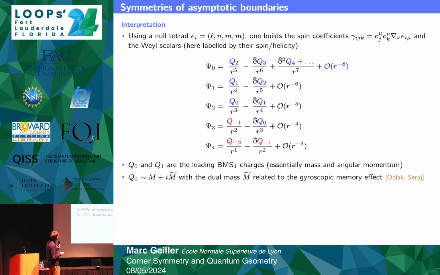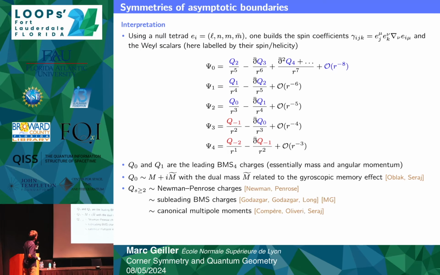Interestingly, this dual mass is related to phenomenology, namely the gyroscopic memory effect that was described by Blagoje Oblak and Ali Seraj. And very loosely speaking, you can think of these higher spin charges as being related to the Newman-Penrose charges or the subleading BMS charges. There's also beautiful work by Compère, Oliveri, and Seraj relating these higher spin charges to the canonical multipole moments of the spacetime.